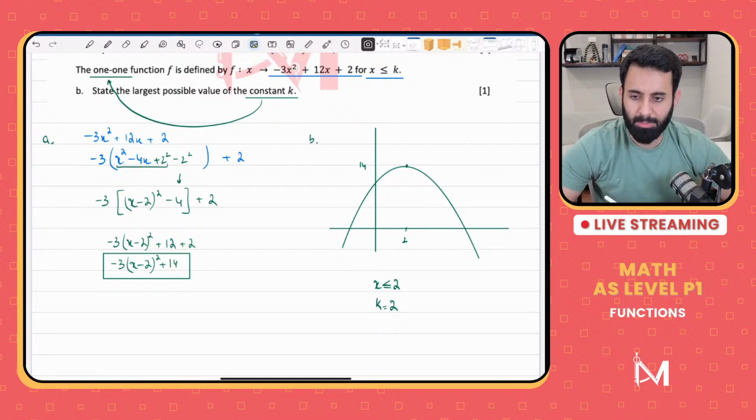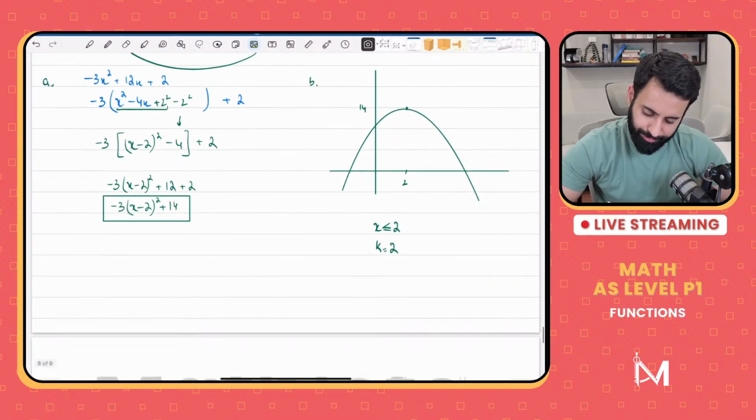Which more topics? I'll probably do trigonometry. I'll probably do differentiation, integration. So basically calculus.